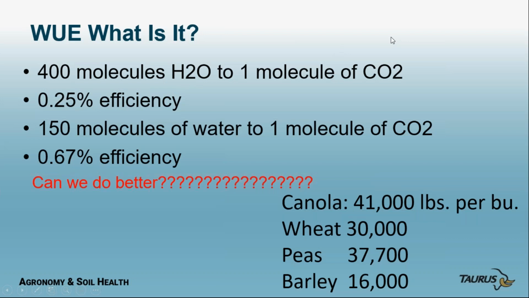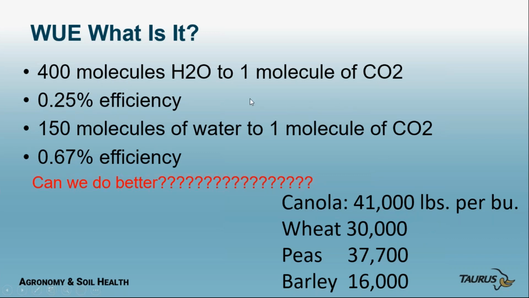Now, what is water use efficiency? Everybody says, well, how much water does it take to grow a bushel of whatever. And here are some of those numbers. It takes 41,000 pounds of water to produce a bushel of canola, 30,000 pounds for a bushel of wheat, 37,000 pounds for peas, and 16,000 for barley. Now, there might be a clue for you there. Barley doesn't use as much. Now, I don't know if it's as tolerant to drought, but it doesn't use nearly as much water to grow a bushel. And you would think that's crazy, except for the fact that almost all of it is used in transpiration to cool the plant and move nutrients, and the plant doesn't keep much of it. So that's why the numbers are bizarre.